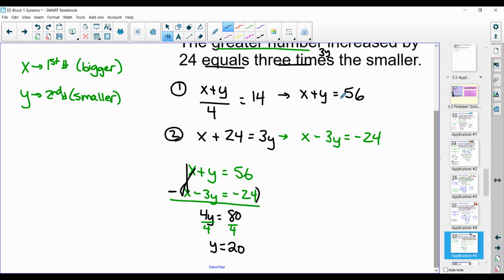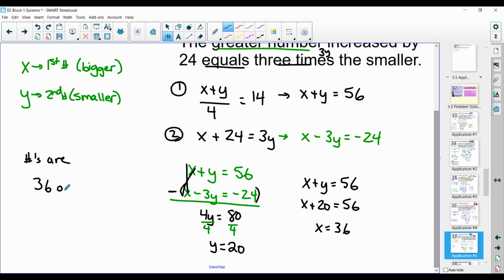Now I'm going to go back to my original equations. I'm choosing to work with the first one there. I've got x plus y equals 56. I know that y is 20, so x plus 20 equals 56, and x equals 36. Again, you always want to go back and double check. So 20 plus 36 divided by 4 is 14, and 36 plus 24 equals 3 times 20. So my answers work.